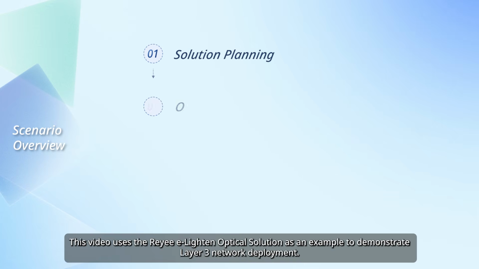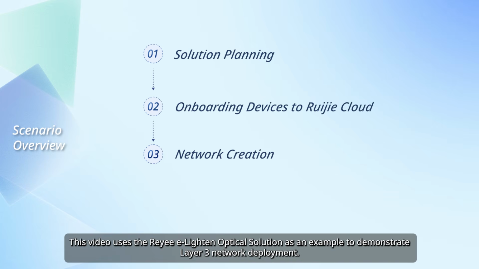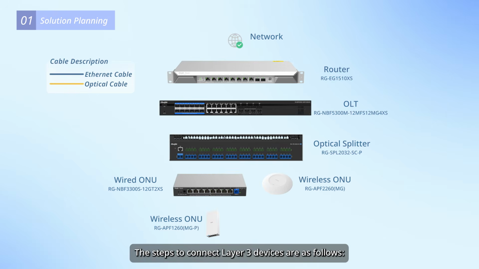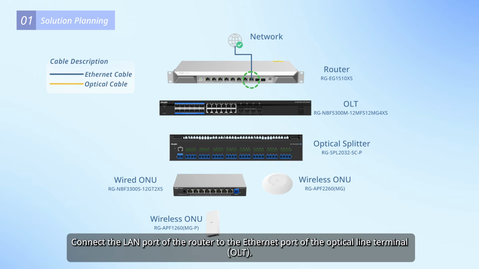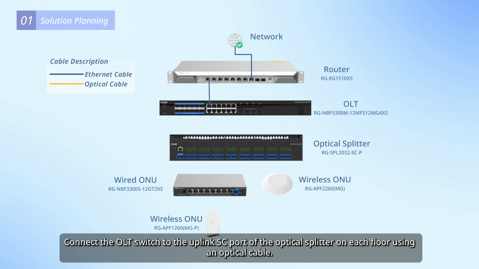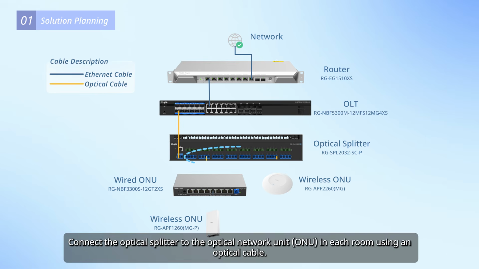This video uses the Reyee e-Lighten Optical solution as an example to demonstrate Layer 3 network deployment. The steps to connect Layer 3 devices are as follows. Connect an Ethernet cable to the WAN port of the router. Connect the LAN port of the router to the Ethernet port of the optical line terminal. Connect the OLT switch to the uplink SC port of the optical splitter on each floor using an optical cable. Connect the optical splitter to the optical network unit in each room using an optical cable.